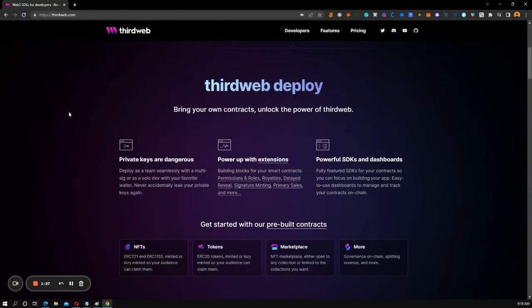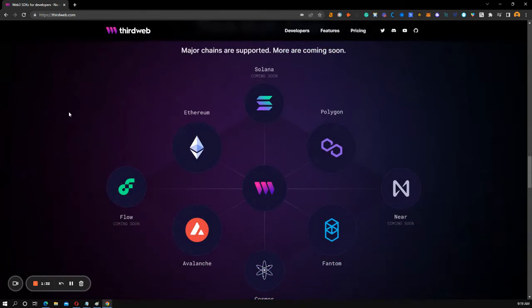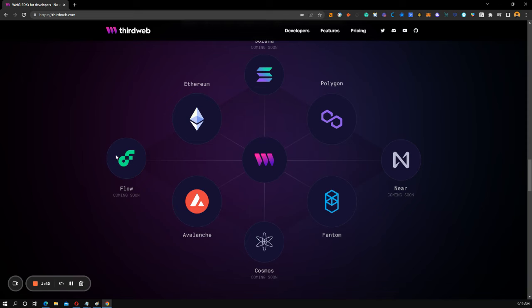Another cool benefit about thirdweb is that it's actually multi-chain. So it works on Ethereum, Avalanche, Phantom, and Polygon right now. And then they have development coming for Solana, Near, Cosmos, and Flow.